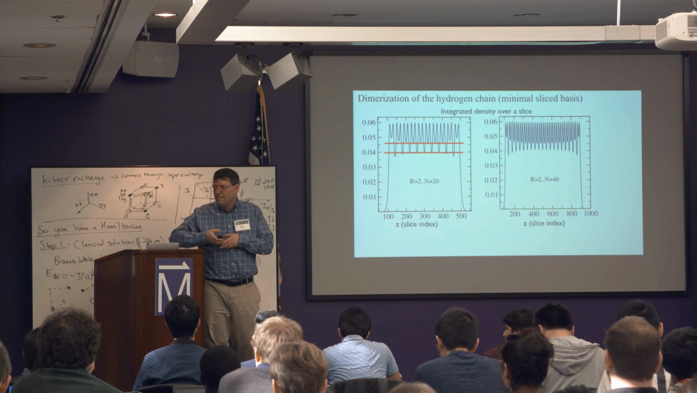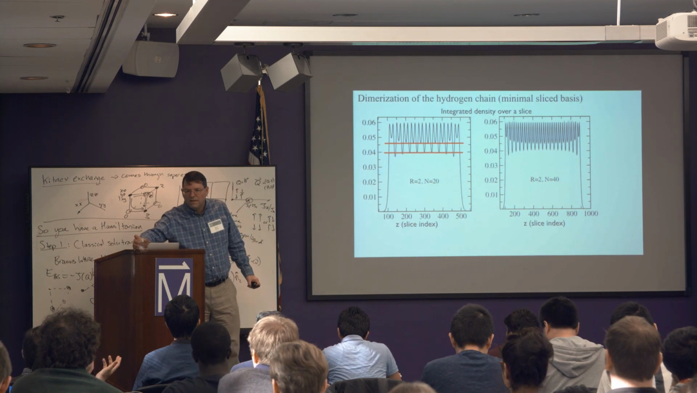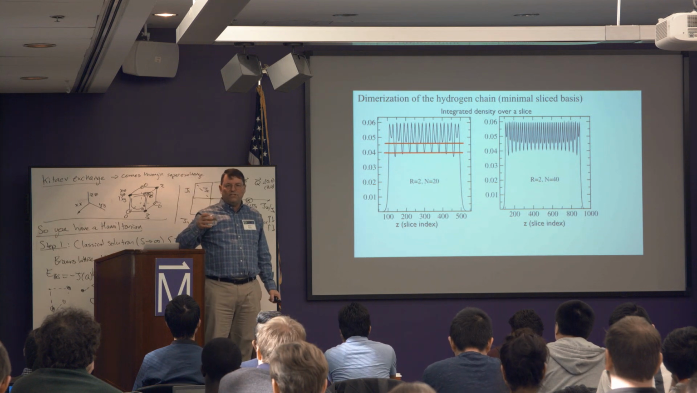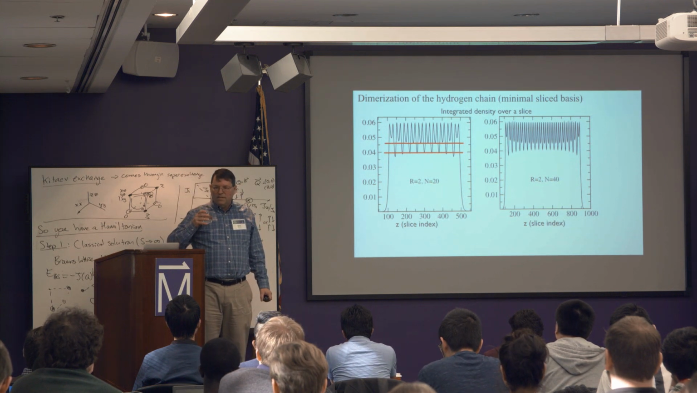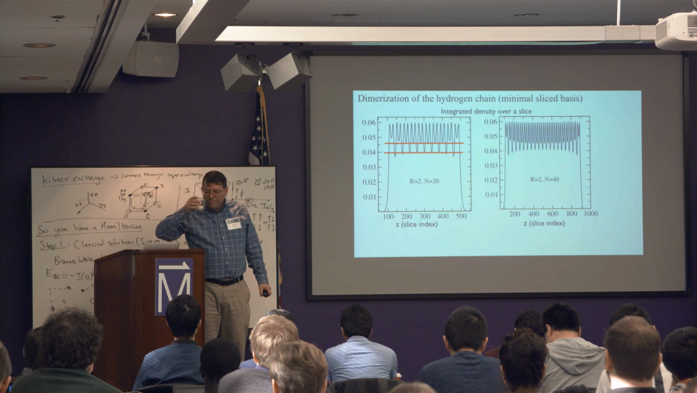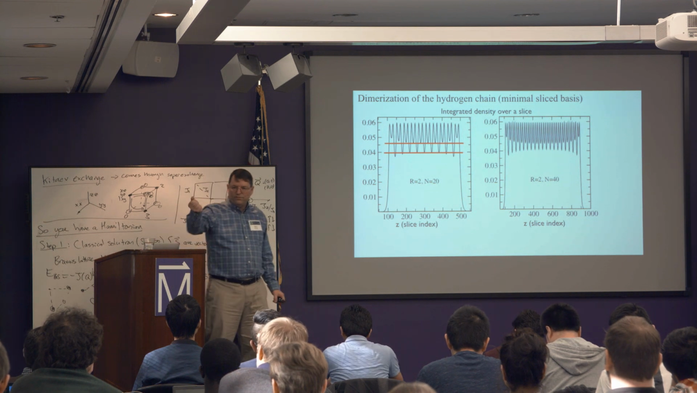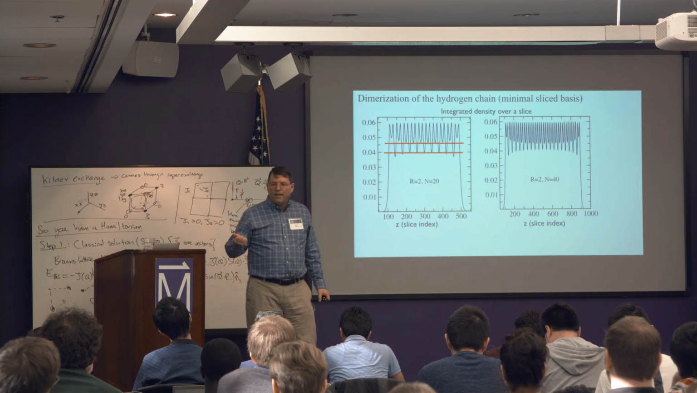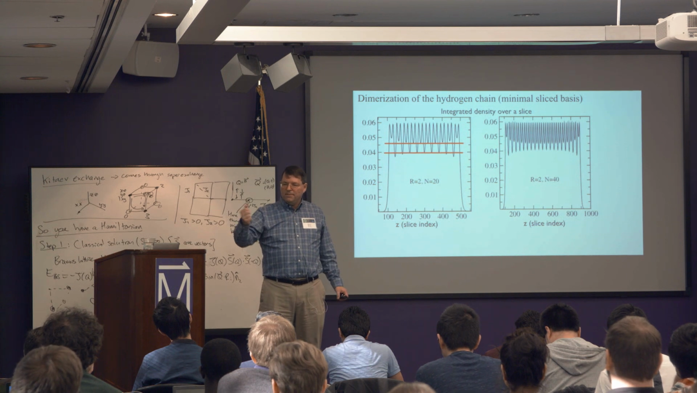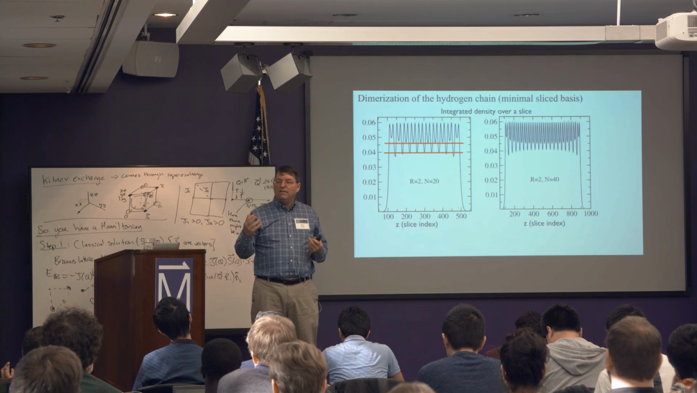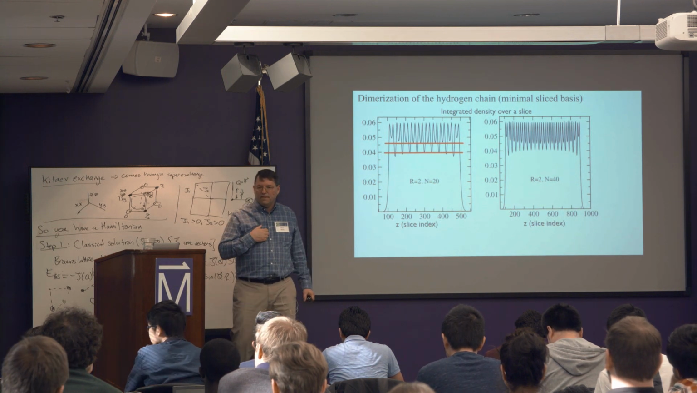Yeah? What happens if you have an odd number of sites? Oh, then it's essentially like a spinon in the system. If you have an odd number of sites, you'll have an extra up or down, and it will be distributed about the system, and it'll look like a sort of spinon.